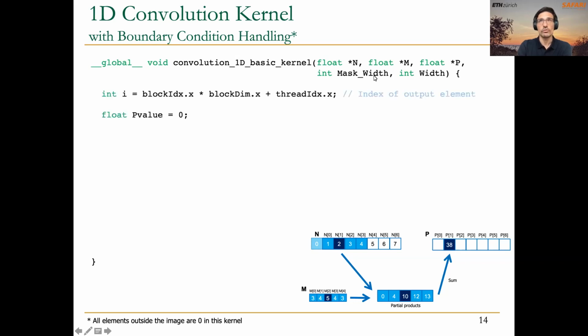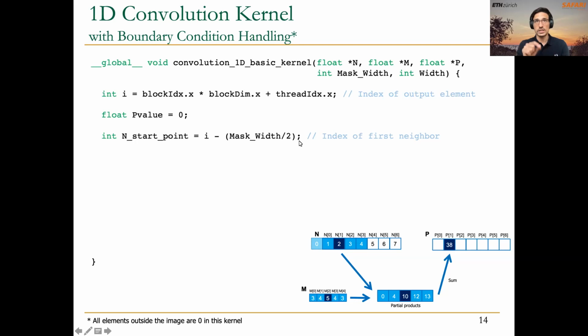So the very first thing to do is to define the index of the output element, and this index comes from the block index, block dimensions, and thread index. As usual, we also declare this P value that is going to be a variable that we use as an accumulator. Then we have to obtain the index of the first neighbor that we have to use for the calculation corresponding to the output element that is assigned to each individual thread. Observe that this N start point is obtained from I, the index of the output element assigned to this particular thread, minus mask width divided by 2.